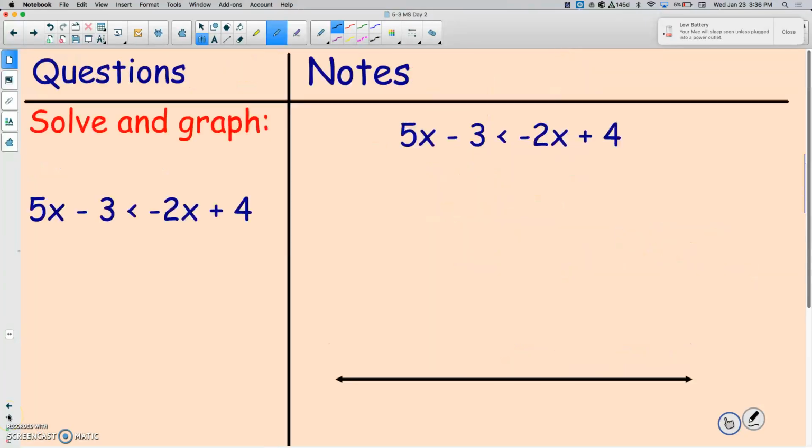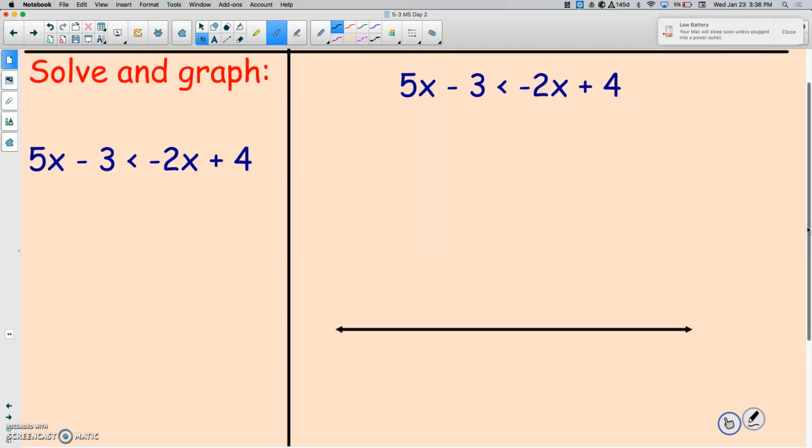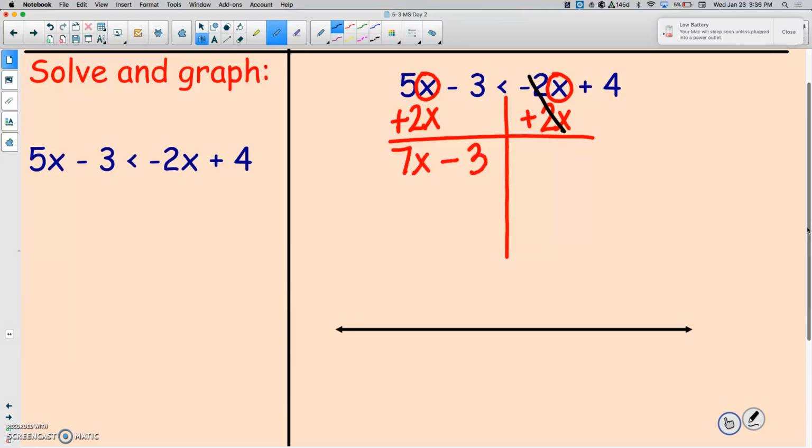Example number 2, very similar to the first one. Circle my variables, draw the line to split my inequality. The smaller variable this time, when I have a positive 5x and then a negative 2x, the smaller one is negative 2x. To cancel that out, I would need to add 2x. Negative 2x plus 2x is 0. Adding 5x plus 2x gives me 7x minus 3 is less than positive 4.